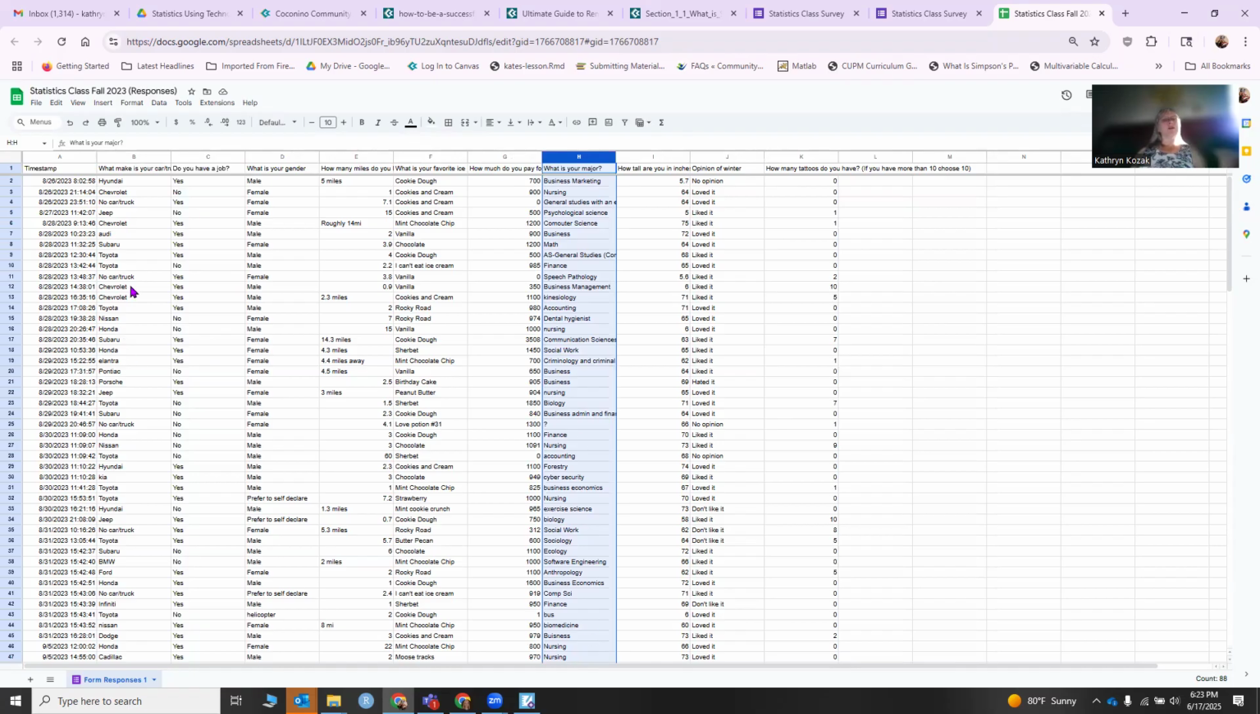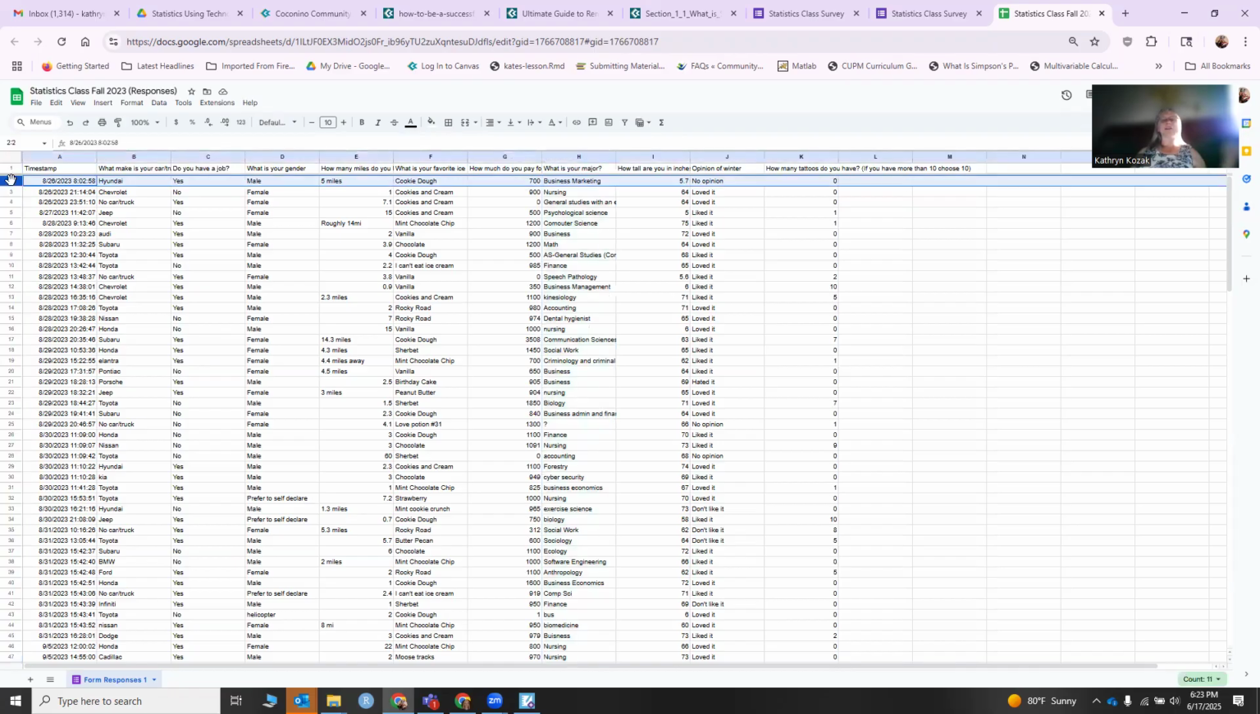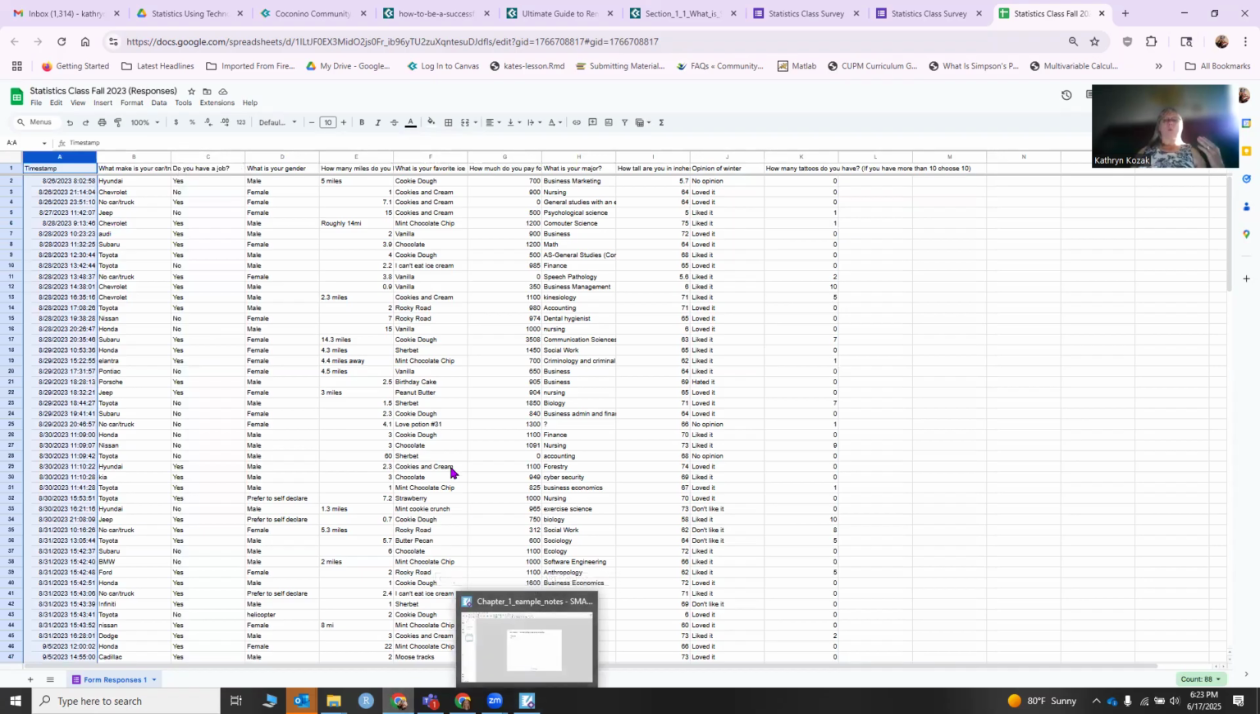So this is known as a tidy data set because every row is a unit of observation's answers, in this case, a student's answers, and every column is an individual distinct variable. And that's what makes it a tidy data set. When we want to wrangle it, what it means is we want to make it into a more usable form.